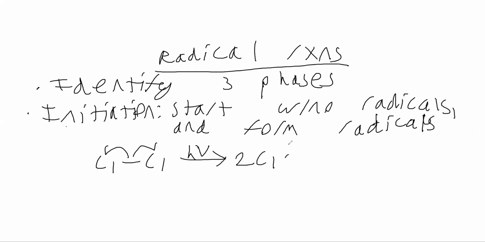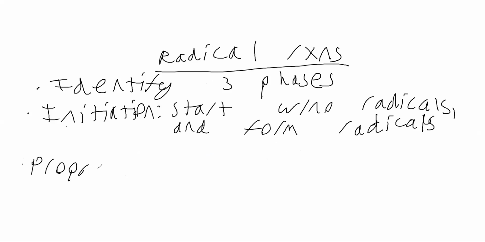You might throw something else at you, but the point is if you start with no radicals in the reactants and you end up with radicals in the products, that's an initiation step. And you should be able to draw those arrows to show how the radicals formed, which in that case was just breaking the bond equally.